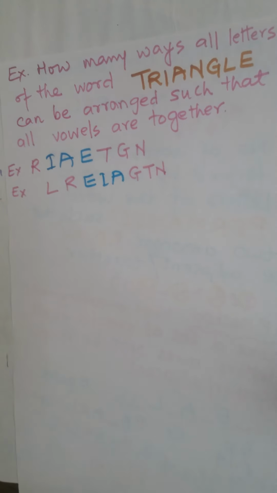So what does this mean? What are the vowels here in this question? Yes, clearly they are I, A and E. So what this question wants, let's take an example of some permutations like this. R, I, A, E, as you can see they are together, T, G, N. L, R, E, I, A, again I, A and E are together, G, T, N.